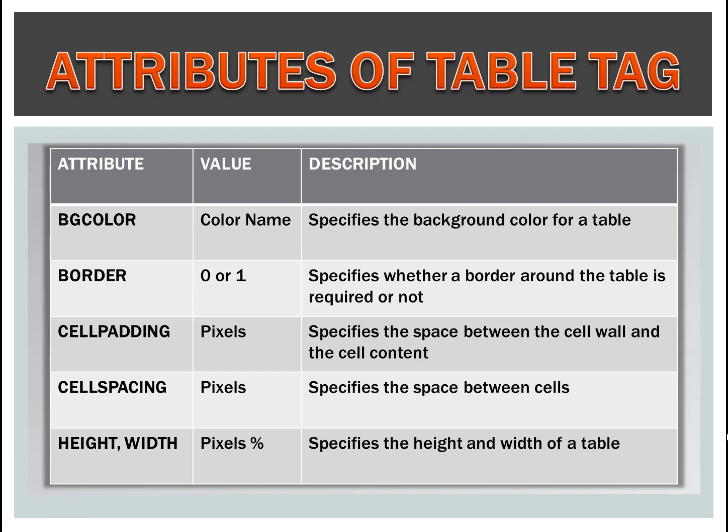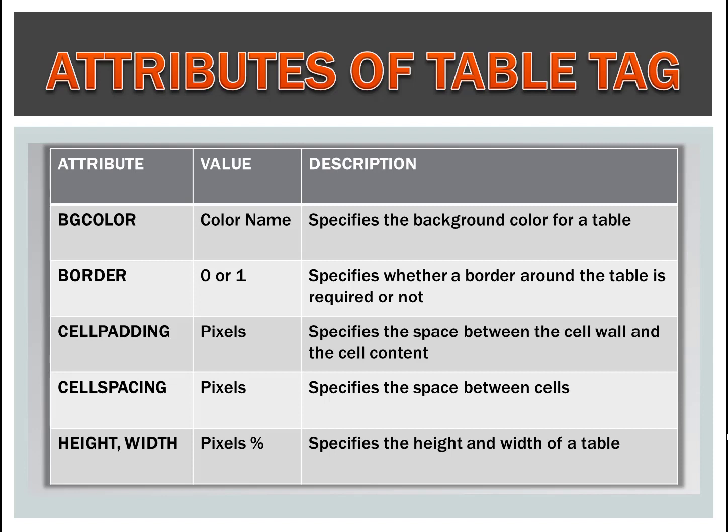Attributes of table tag. Here are many different attributes. First is BG color. It is used to specify the background color for a table. Second is border. It specifies whether a border around the table is required or not. We can give the value 0 or 1.